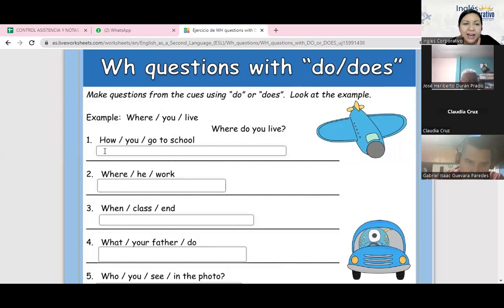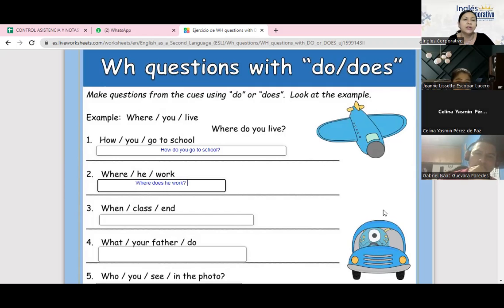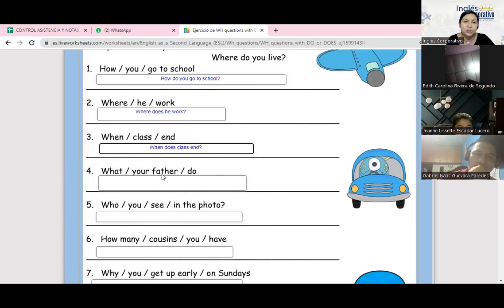In number one, we have: how you go to school. What is the correct structure of the question? How do you go to school? Number two: where he work? Where does he work? Number three: when class end? When does class end? Exactly, when does, because class is third person singular.